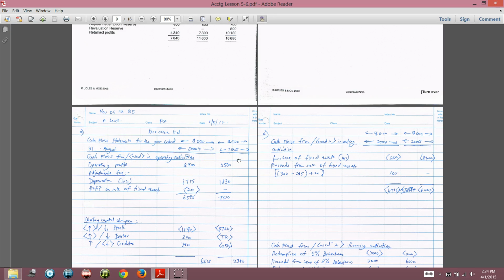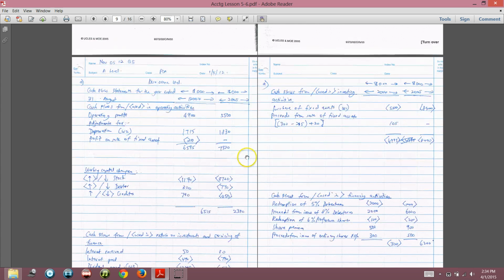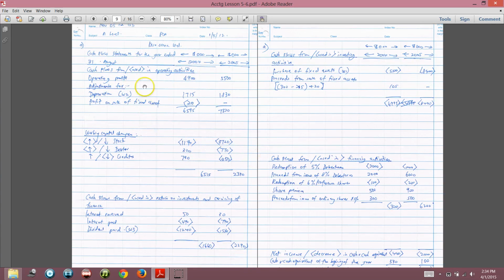So you should have the question paper in front of you so that I don't need to keep turning to and fro, up and down, and I can just concentrate on the answer sheet over here. So operating profit is 4,009 and 5,005 as stated in the question. So very easy. Interest received, just copy from the question.